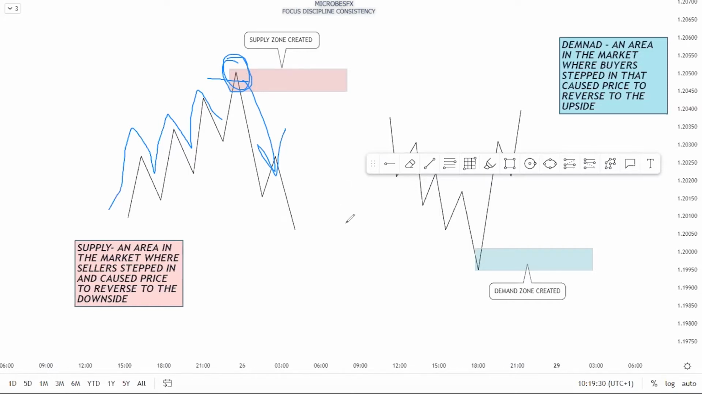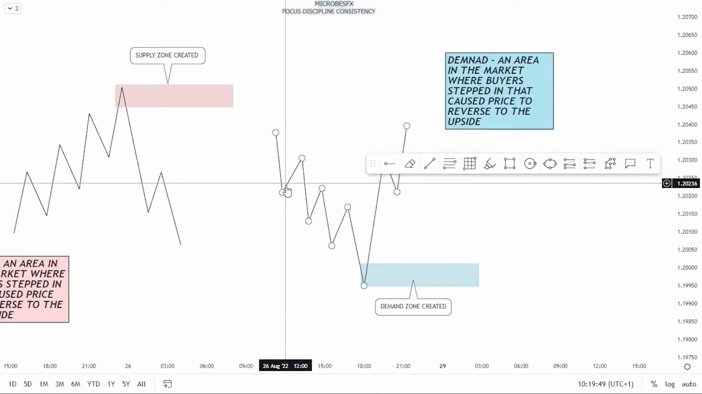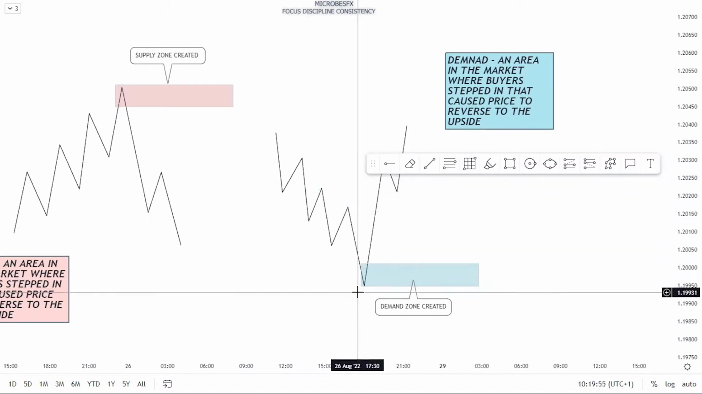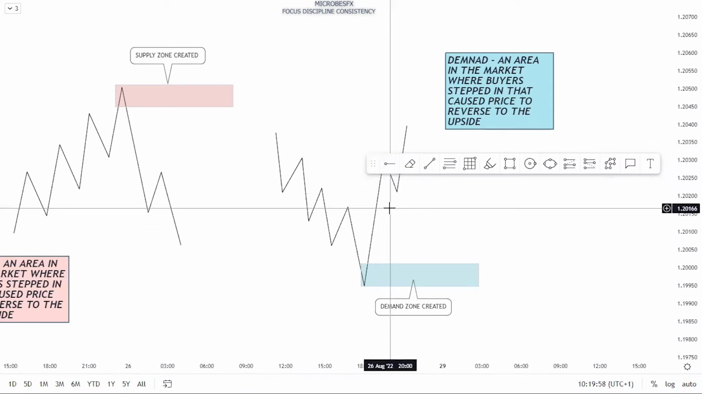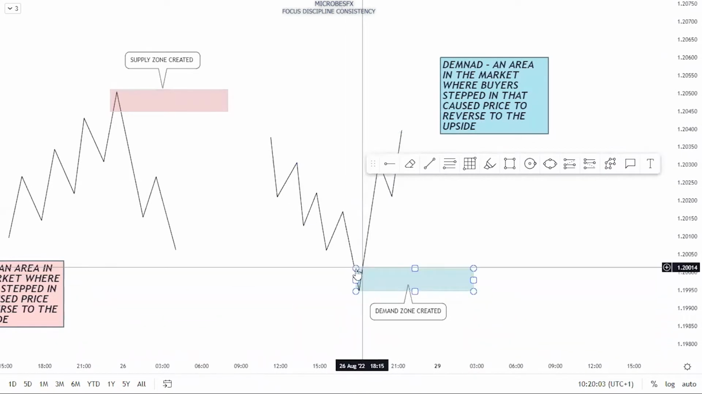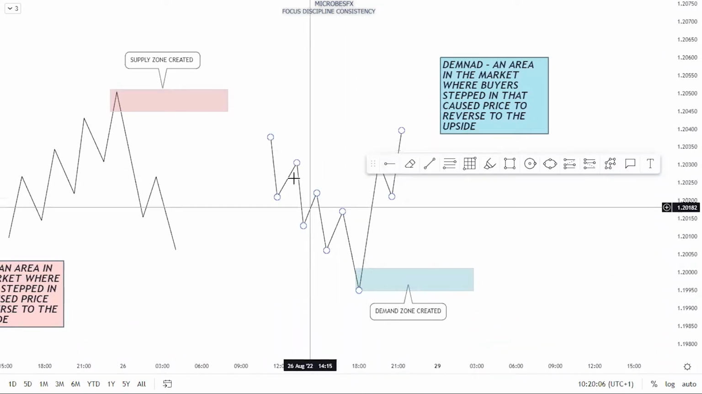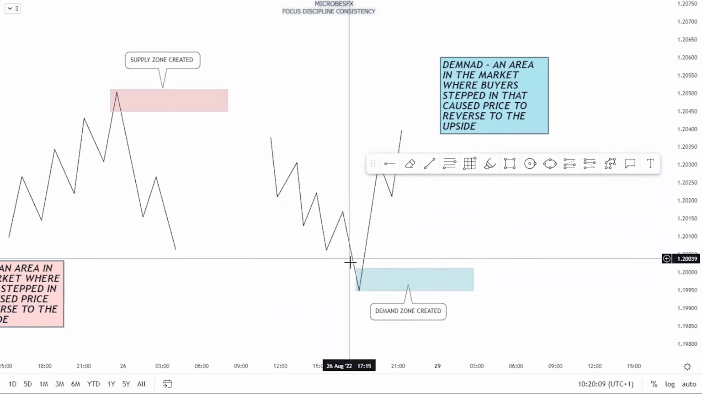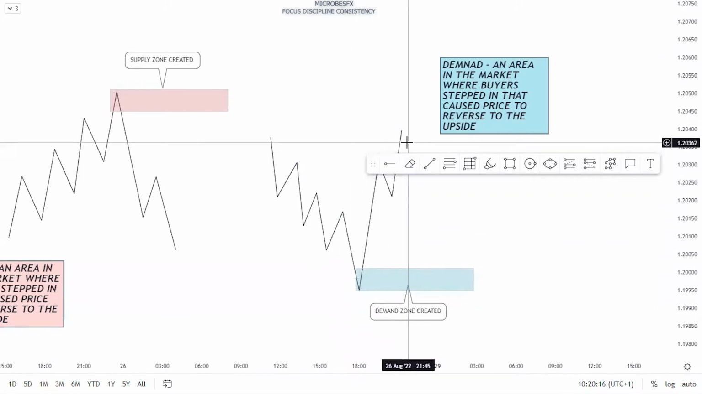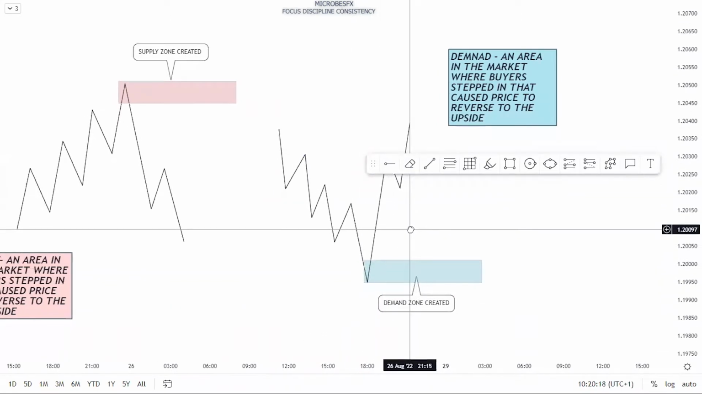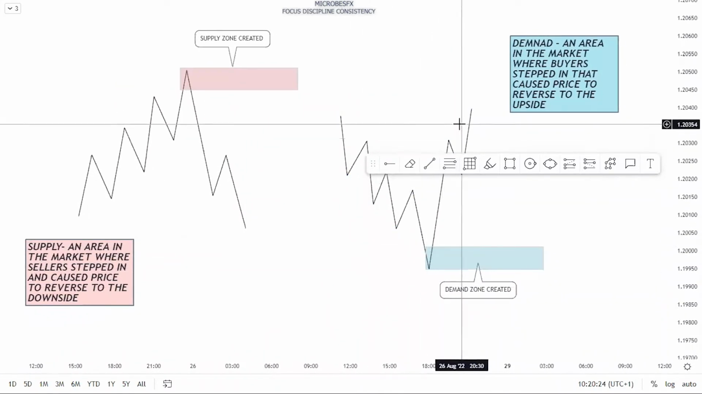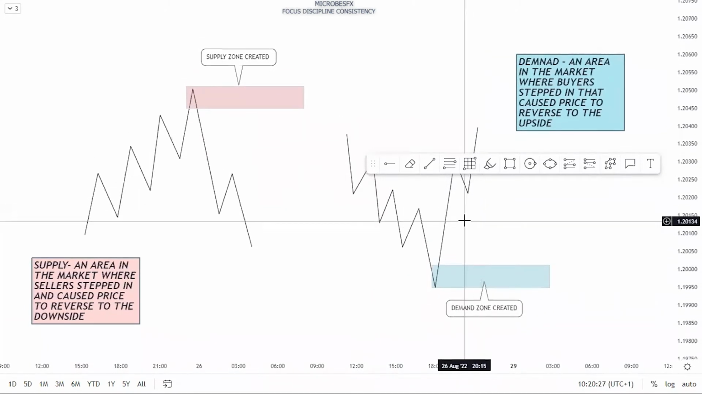Same thing with demand as well. You can see price was just going down, forming these highs and lows. Then all of a sudden price just pushed to the upside, breaking this previous high here. So the demand area is created when buyers step into the market. Sellers were in control throughout this entire time, and then all of a sudden price just started pushing to the upside. That point where price starts moving to the upside is what we call our demand zone. So a demand has been created in the market.